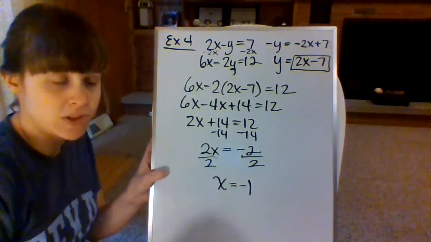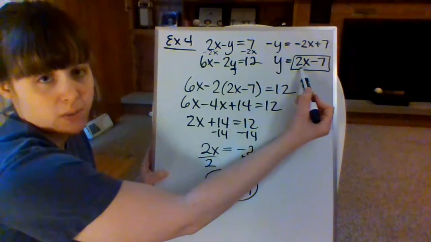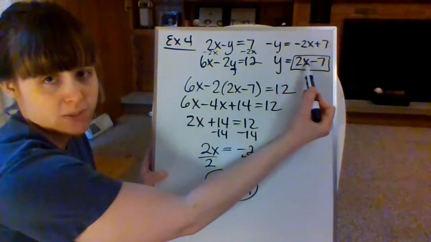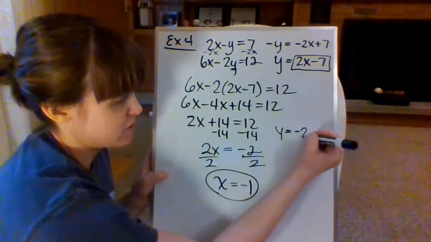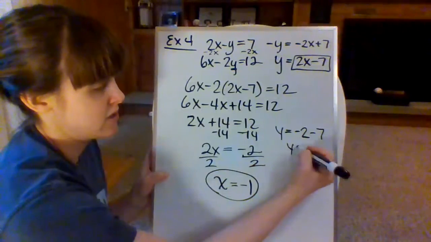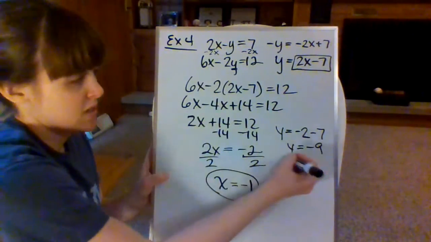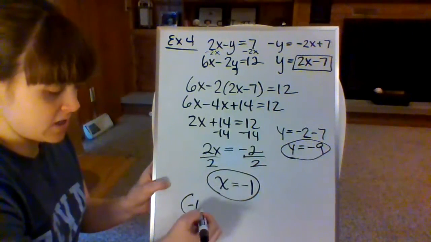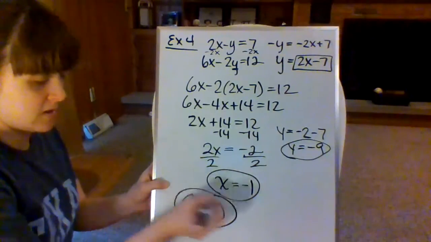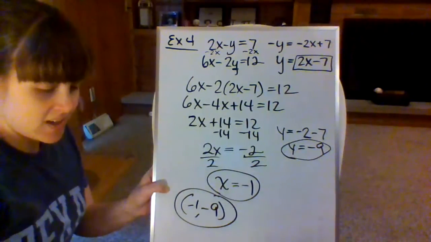Okay, so if x equals negative 1, we are now going to take that and plug it in right here to find y. So 2 times negative 1 is negative 2 minus 7. So y equals negative 9. Okay, so our answer is negative 1, negative 9. Ta-da, we did it.